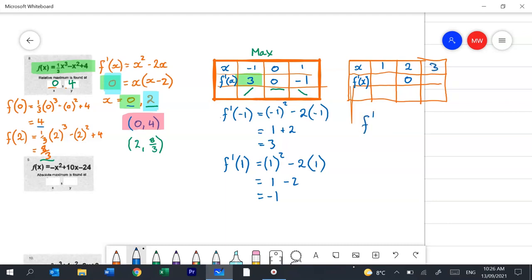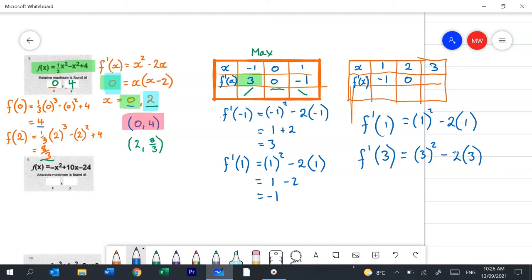So f dash when x is 1 is going to be 1 squared minus 2 times 1. So in other words, 1 minus 2. So this will be minus 1. And then if we test f dash 3, this is when x squared minus 2 times x. So this one is 9 minus 6, so it's positive 3. So we can see negative gradient, no gradient, positive gradient. This one's the minimum.